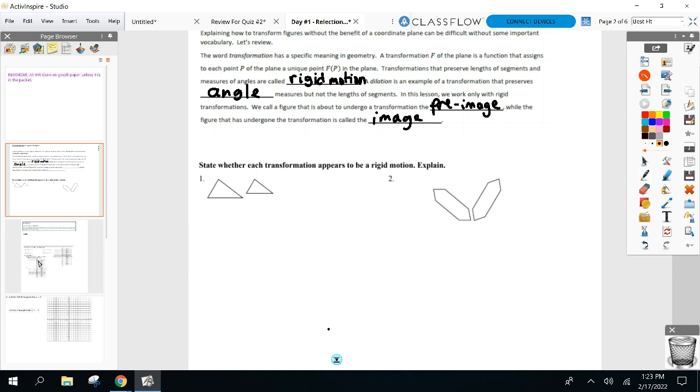Does this look like a rigid motion happened from my pre-image to my image up here? A lot of you guys are saying no. Why not? Are these congruent? No. So this is not a rigid motion. I'm going to say no because side length is different.